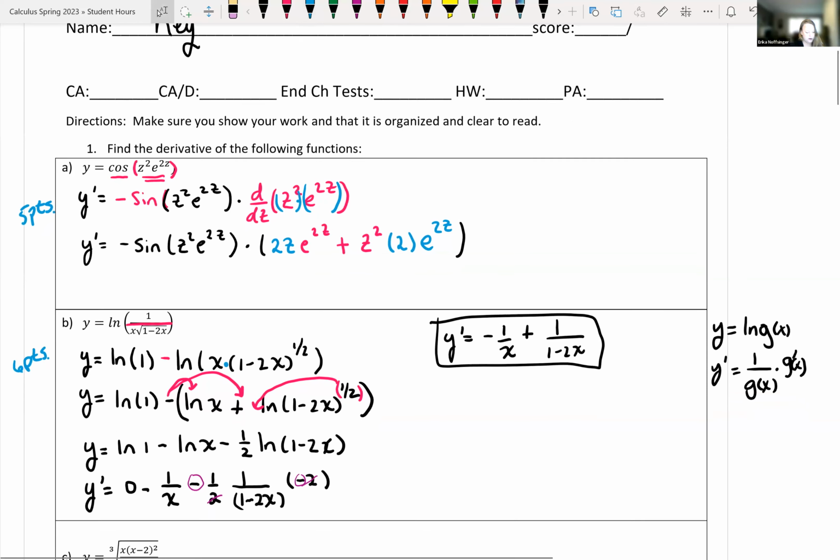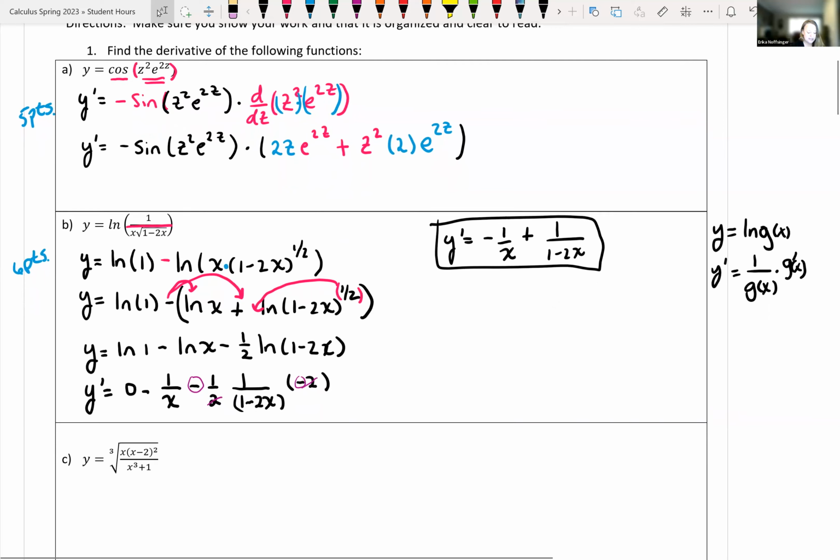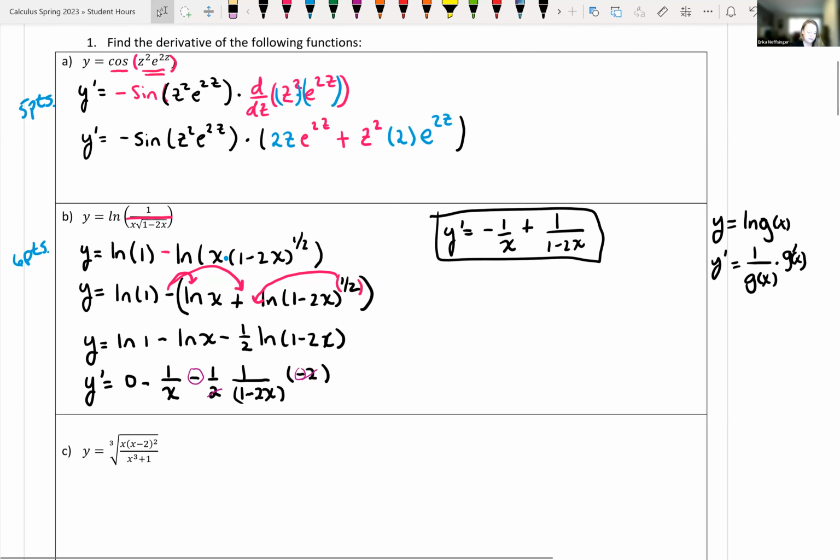Okay, so moving on, we have 1C, where we want to find the derivative of y is equal to the cubed root of the following: x all times x minus 2 quantity squared, and then that is all over x cubed plus 1. All of that is underneath the radical. Looking at this, we'd have to apply so many different rules while we went to take the derivative. We'd have to apply the chain rule, the quotient rule. Within the quotient rule, we'd have to apply the product rule. And within that product rule, we have to apply the chain rule. So that would be kind of messy and ugly. And so we can use logarithmic differentiation.